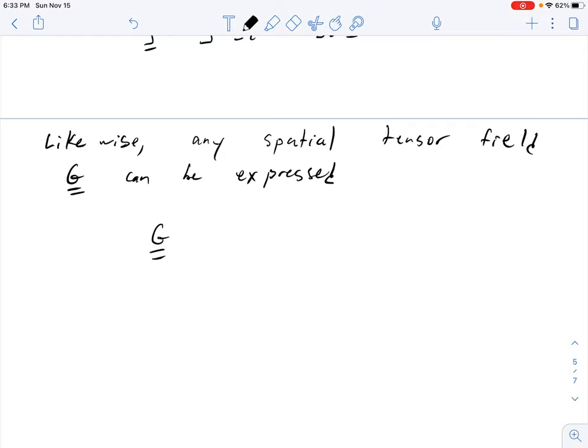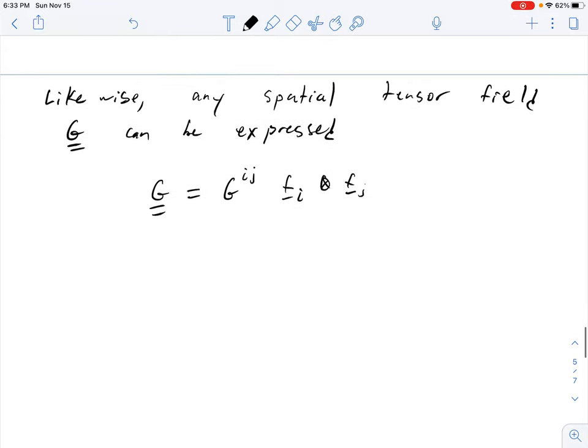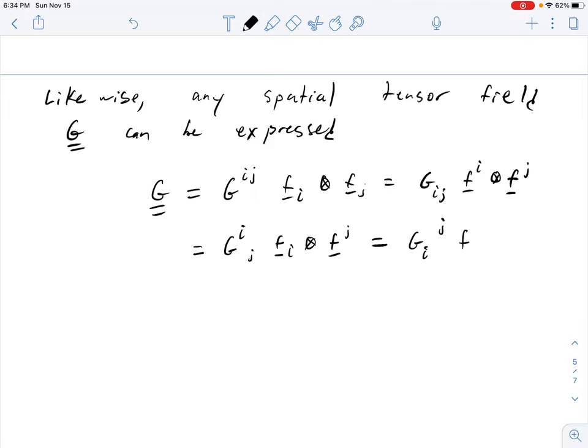All right, so that's going to be G is equal to G contravariant IJ F covariant I tensor product F covariant J, which is equal to G covariant IJ times F contravariant I tensor product F contravariant J. That is also equal to G contravariant I covariant J F covariant I tensor product contravariant J, which is equal to G covariant I contravariant J F contravariant I tensor product covariant J.